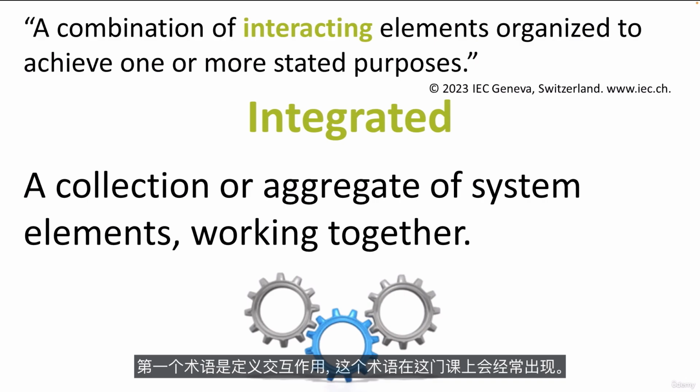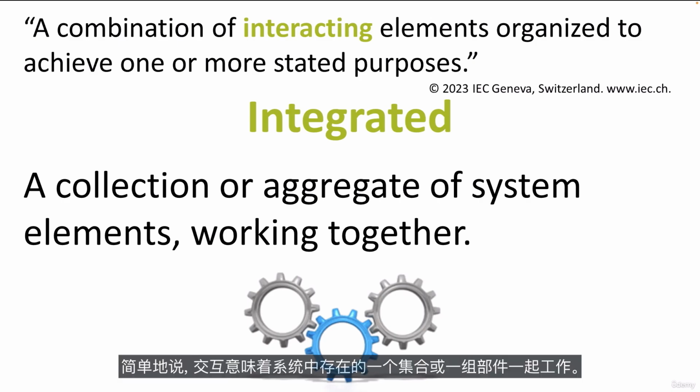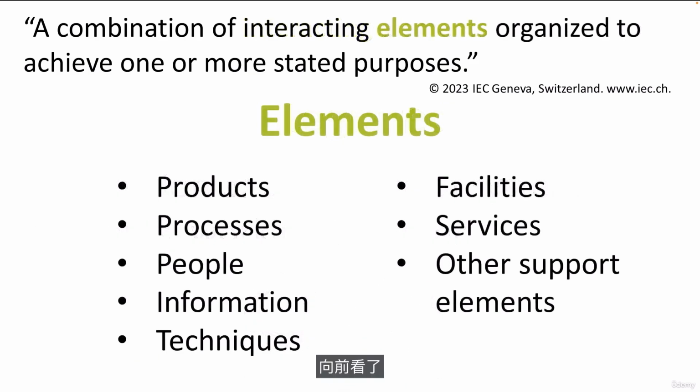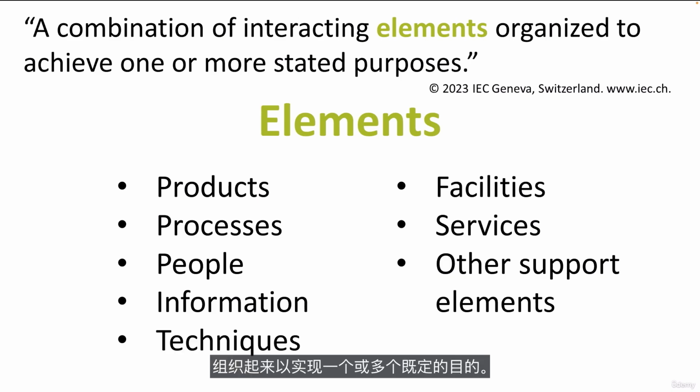The first term to define is interacting, and this term is going to come up a lot throughout this course and your experiences as a product developer. Put simply, interacting implies a collection or group of parts that exist within a system that work together. Think of a set of gears intermeshed, where one gear turns the others. Recall that the definition of a system is a combination of interacting elements organized to achieve one or more stated purposes.